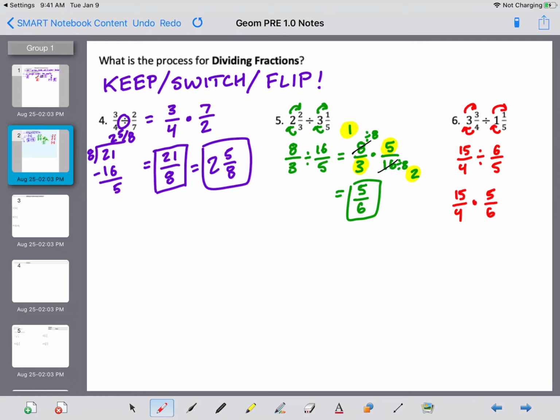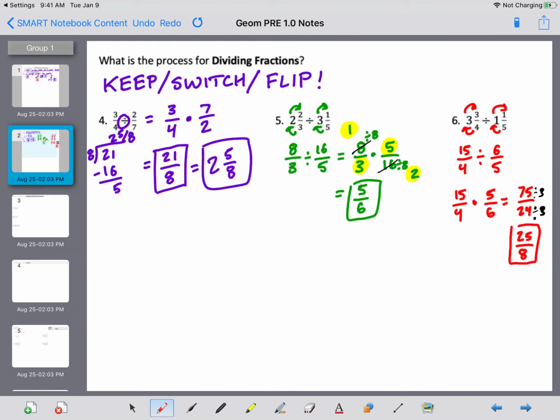Let's just go ahead and multiply this one right away. Do this one a different way. So 15 times 5 is 75. 4 times 6 is 24. And then this one's maybe a little tricky to see, but both of those are divisible by 3. So we do need to simplify this. 75 divided by 3 is 25. And 24 divided by 3 is 8. So 25/8 would be our answer.